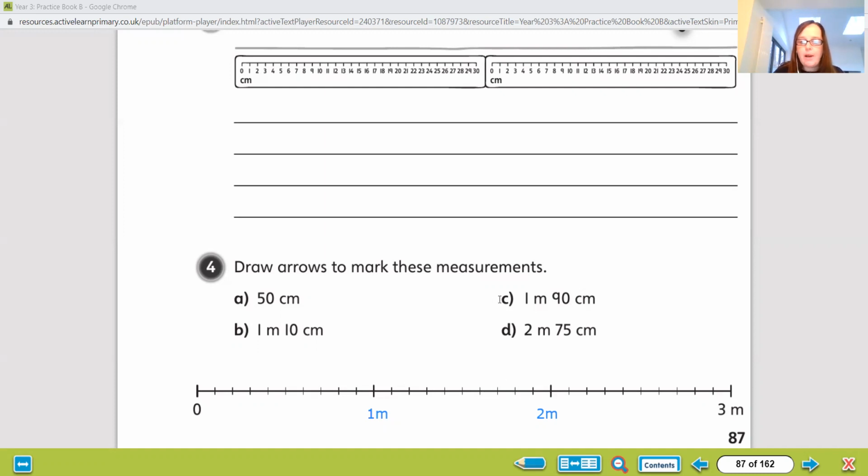Okay, so I'm going to mark on, I'll do B, 1 metre 10 centimetres. So I'm going to draw a line. So 1 metre 10 centimetres is here. And I'm going to do another line to show that that's there. 1 metre 10 is 1 jump. Okay, I'd like you to pause the video and you have a go at A, C and D.